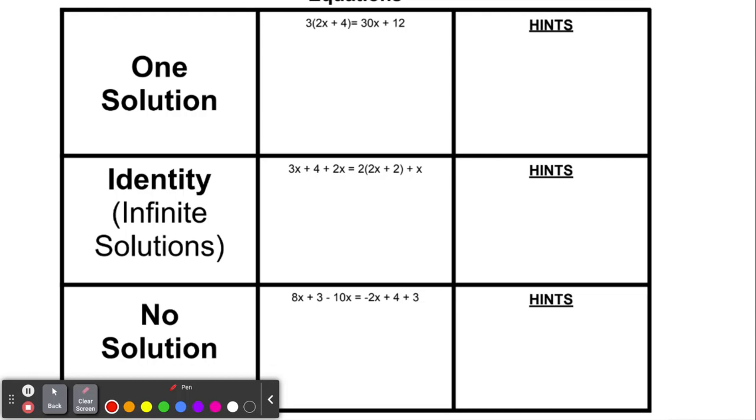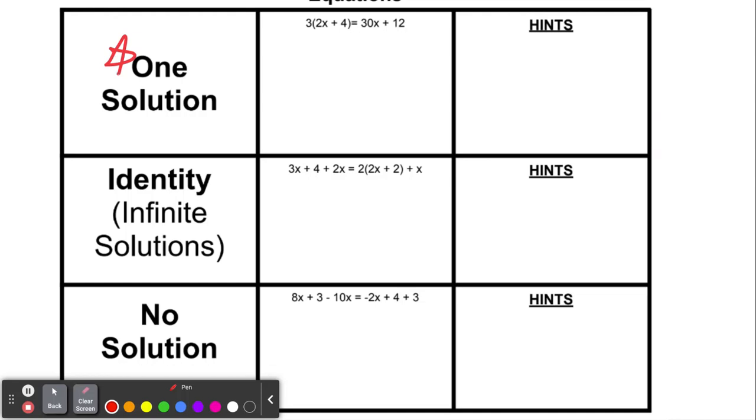So we've been solving equations, and all of the equations we've been solving in class have one thing in common. So far, they have all been able to be solved, or they've had what we would call one solution. Now, what one solution means is when we solve it, we get an answer. So let's take a look at this first example.